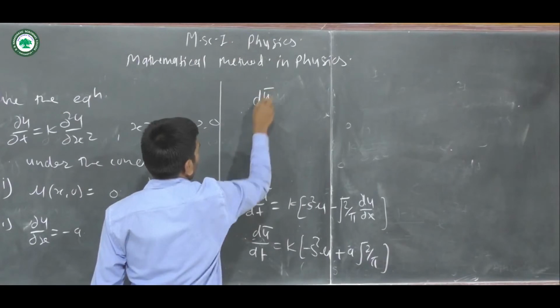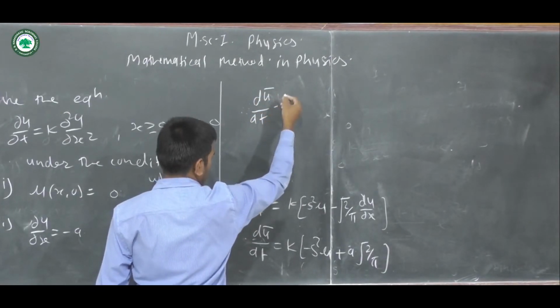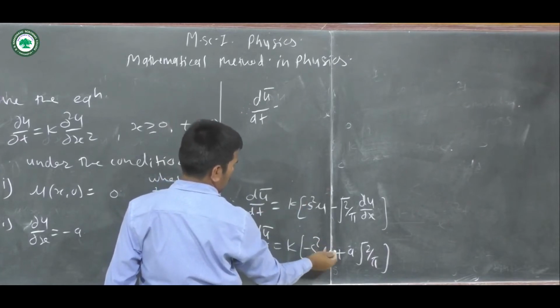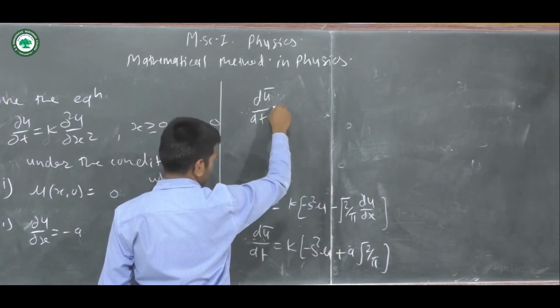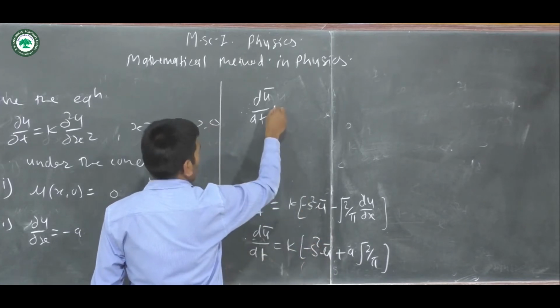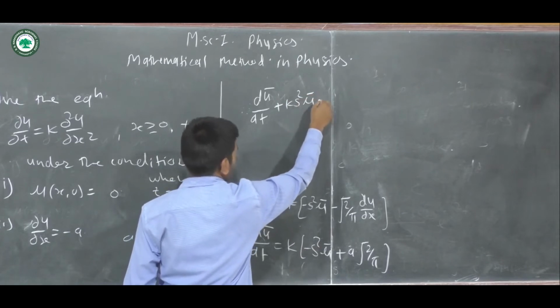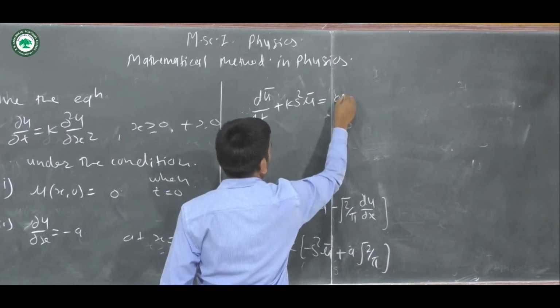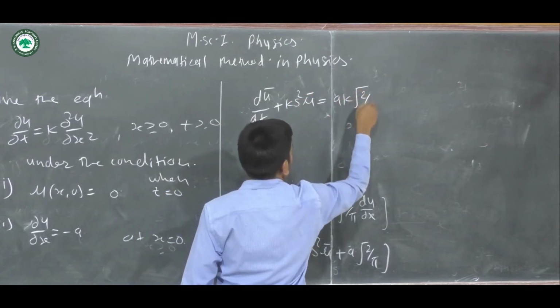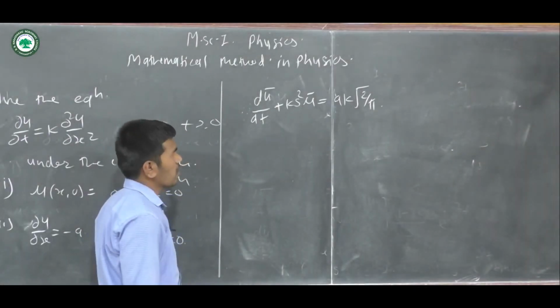So d u bar by dt plus k square u bar is equal to a into k under root 2 over pi. Okay, so we have now the differential equation.